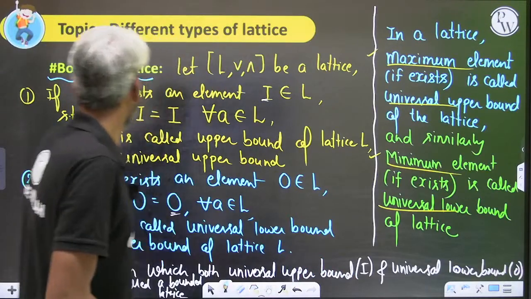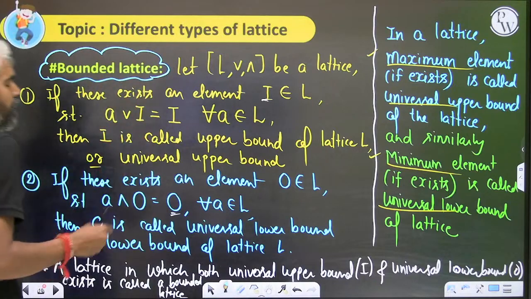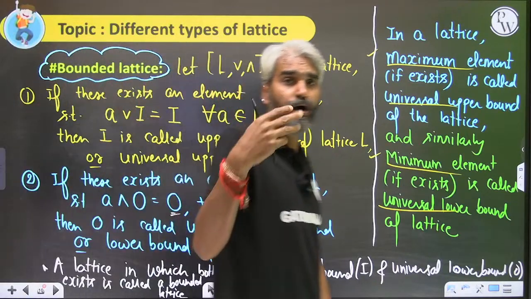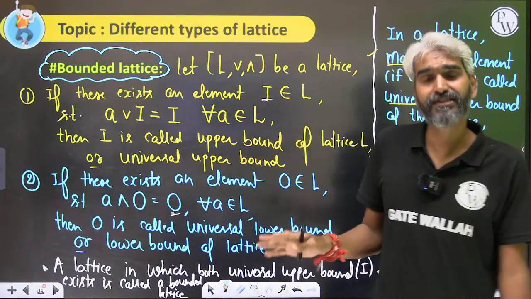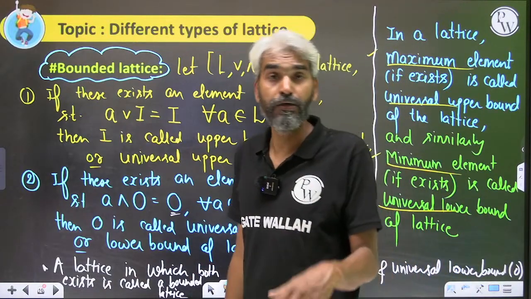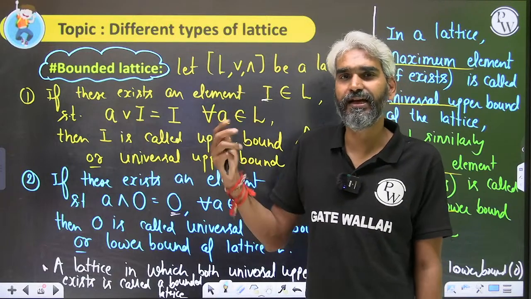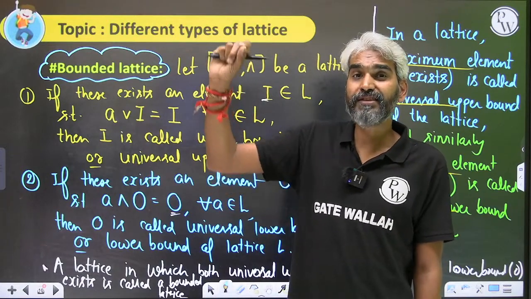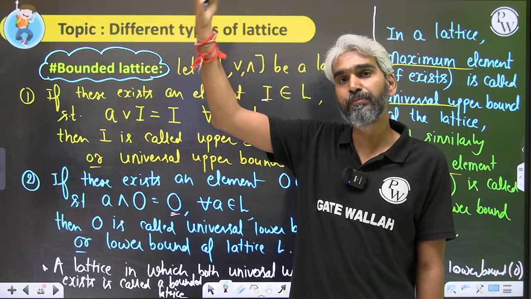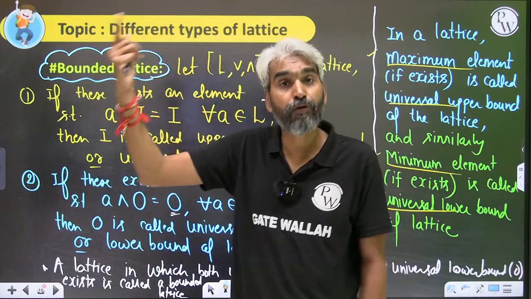So the first type of lattice that we discussed is the bounded lattice. What is a bounded lattice? A lattice in which both upper bound as well as lower bound exist will be called a bounded lattice. What do you mean by upper bound and lower bound? We have already discussed while discussing the Hasse diagram that if there is a unique maximal element, it will also be the maximum element, and that same maximum element will also become the upper bound of the lattice.